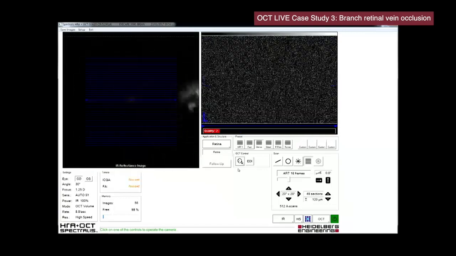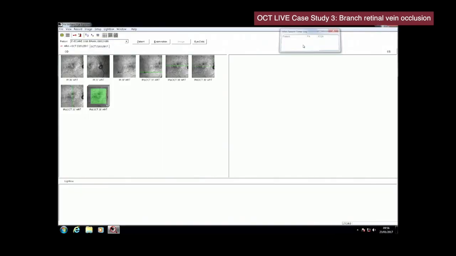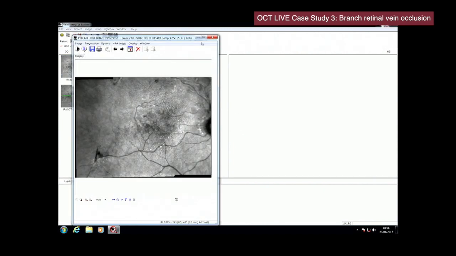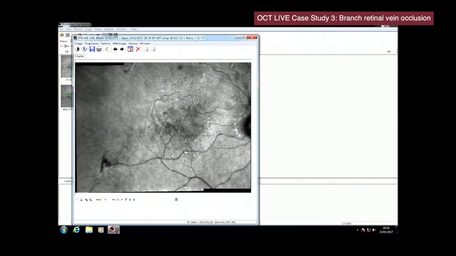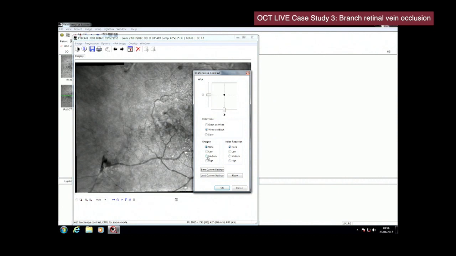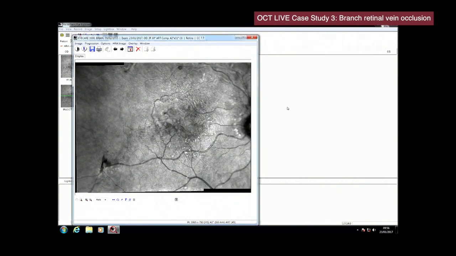Okay, if we escape there. Okay, Phil, if we could just create a composite image from the 3 fundus pictures. Okay, so that gives us a nice wide field view of what we're seeing at the back of the eye.